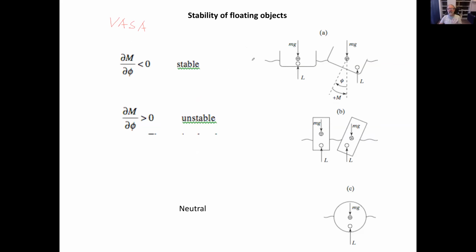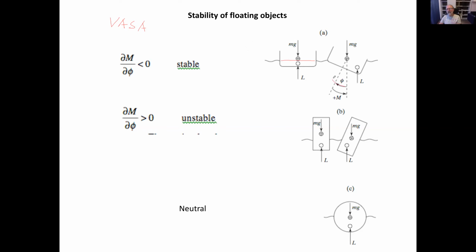So here's a good ship design. Usually some of those ships will have the center of gravity above the center of buoyancy. So the center of buoyancy is at the center of the area. So now what happens if I tilt it this way?